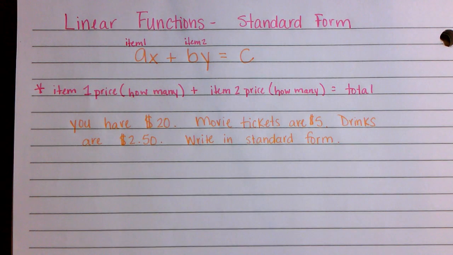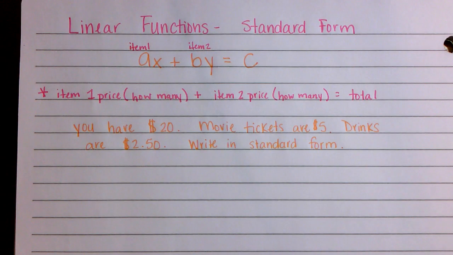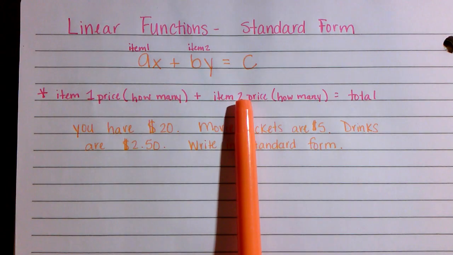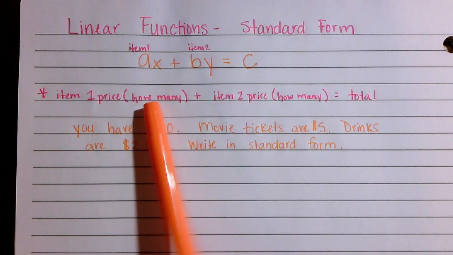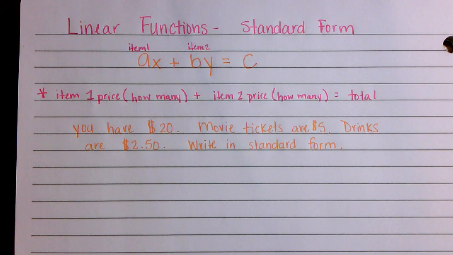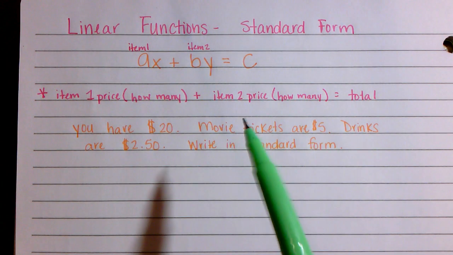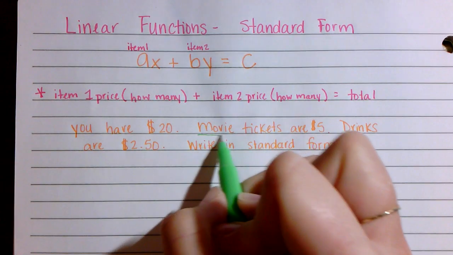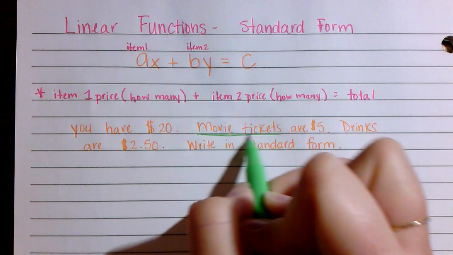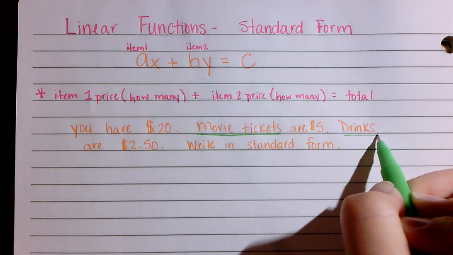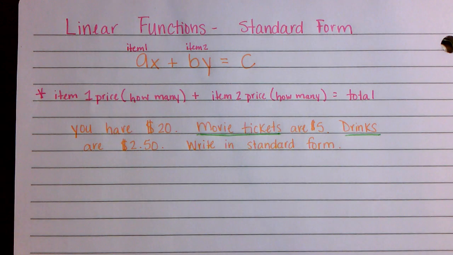Okay, so when I look at this, I need to find two different items, their prices, how many, and a total. And that's how I need to separate all of my information. So item number one, what are the two items that you see in this word problem that they're talking about? I see movie tickets as an item, and I see drinks as an item. Those are the two items that I see, and the prices are going to come after that.